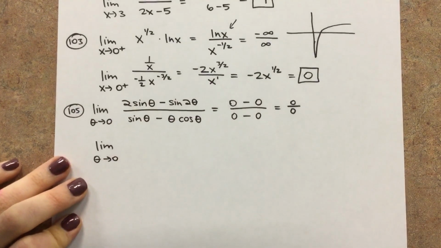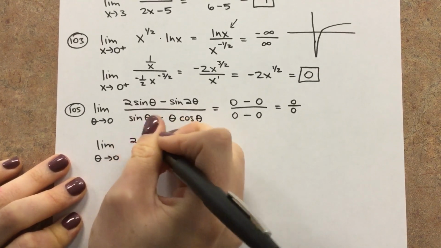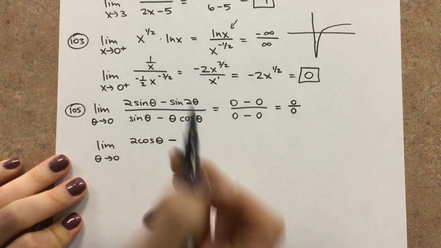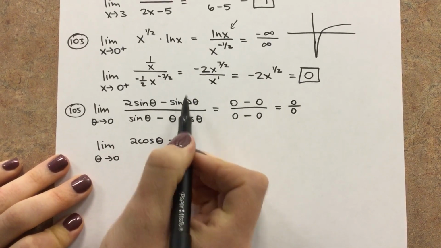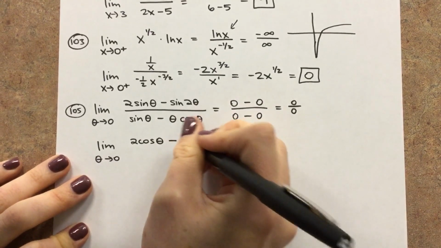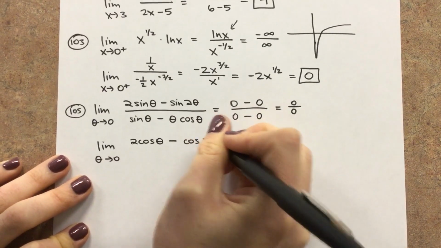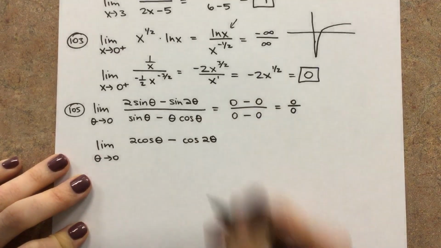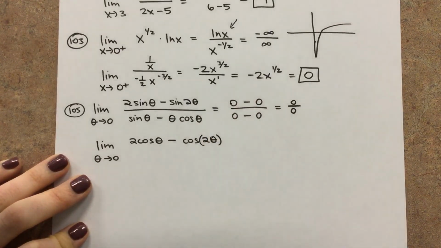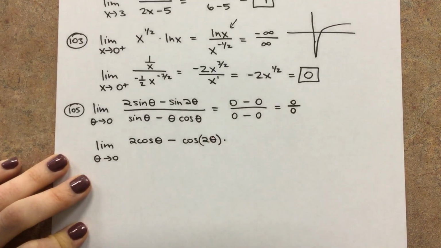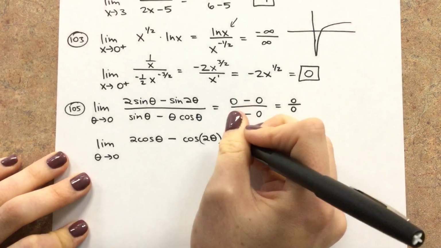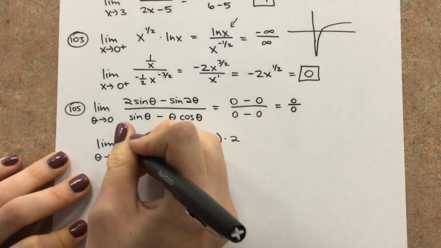So 2 times sine. The derivative of 2 times sine would be 2 times cosine. Minus, and then this requires a chain rule. So we do the derivative part first. Derivative of sine is cosine. Leave that nested function in place. And then you're going to multiply by the derivative of the nested function, which we call the correction factor. So the derivative of 2 times theta is just 2.